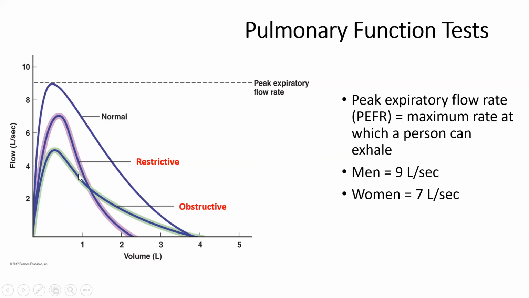Whereas in restrictive diseases, the flow rate is normal, but the volume is decreased. Again, these patients have trouble with volumes. All of their volumes are decreased. And although they can move the air in and out really quickly, they don't have a time issue or a delay. There's no obstruction. They have overall lower volumes, okay?